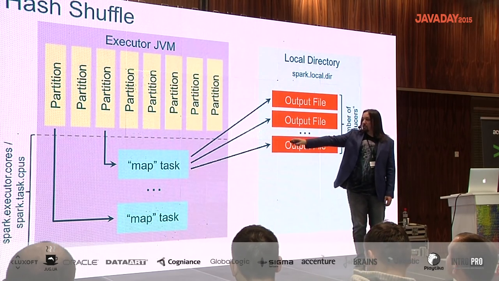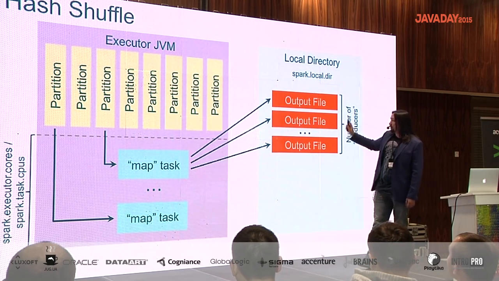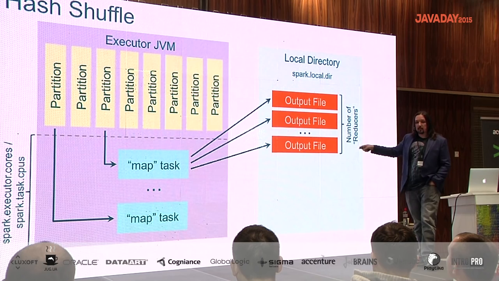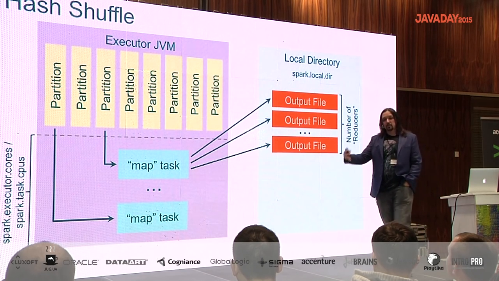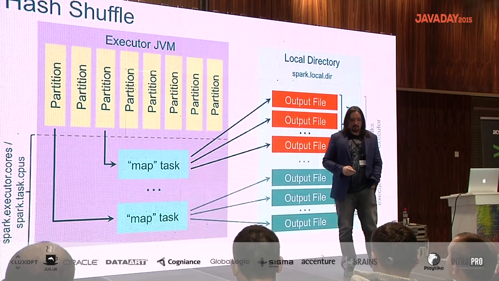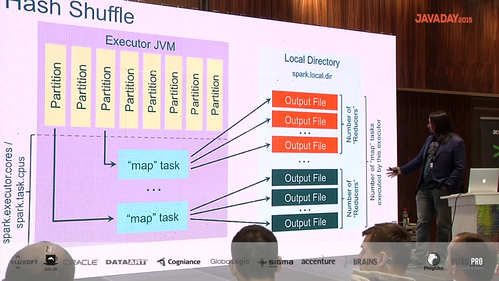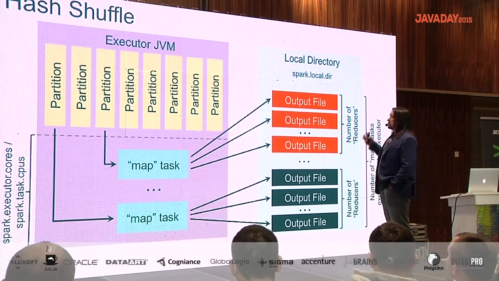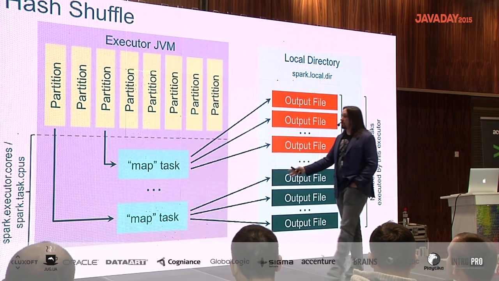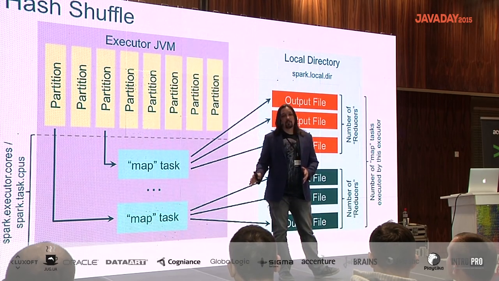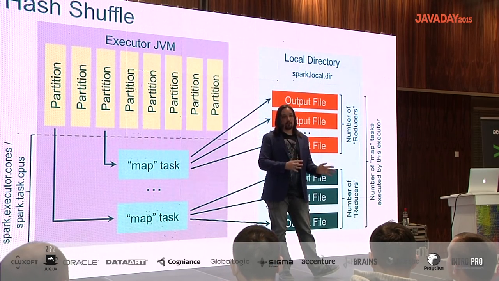Each task will partition the data and output a single output file for each of the partitions. The number of files is the number of reducers. The number of reducers is basically the number of partitions in the target RDD. The second task will output the same, a big number of files, one file for each of the reducers. So the total number of files will equal the total number of tasks executed on this JVM times the number of reducers. As you might understand, you might have an RDD with 1000 partitions and only 2 JVMs. It means that each of them will execute approximately 500 tasks.